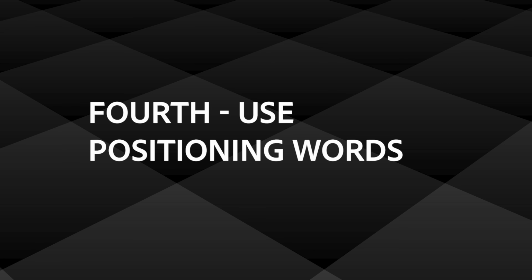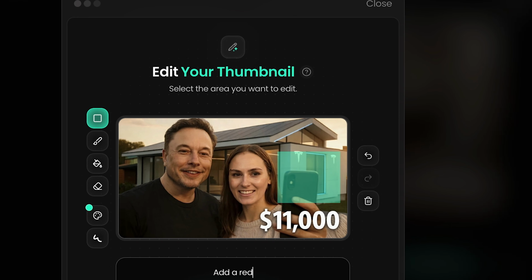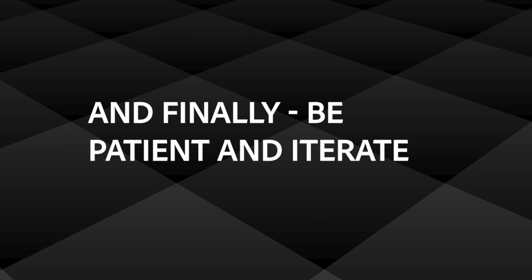Fourth, use positioning words. Say in the background, to the left, above the house, etc. Otherwise, the AI might just guess and place stuff wherever it wants. Or you can use the selection tool in the edit section, like I showed you before. And finally, be patient and iterate. It's totally normal to click redo a few times to get something awesome. Once you get the hang of it, it's honestly wild what you can create. You'll get thumbnails that look like they came from a top-tier designer.